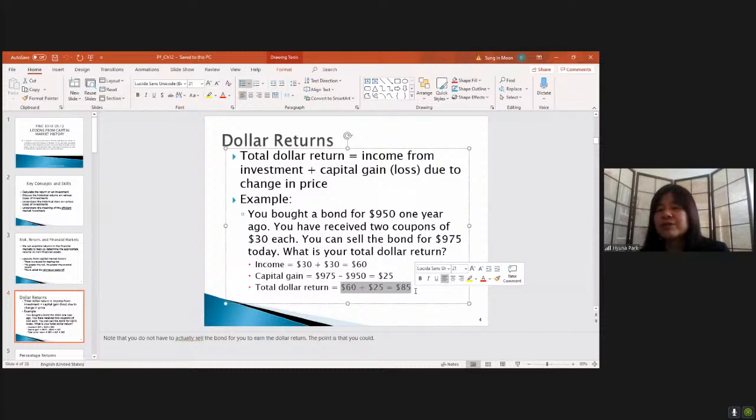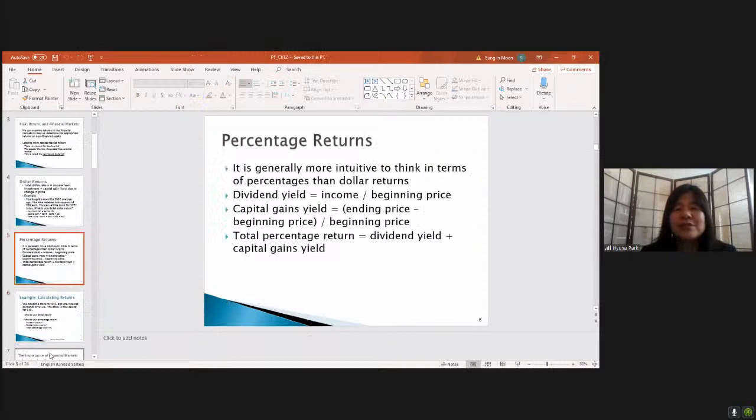No? Okay, good. But dollar returns usually are not very useful. For example, suppose you heard that Ms. Scott earned $1 million out of the stock market last year. Is she a really good investor? The $1 million dollar return does not tell a lot of the story.